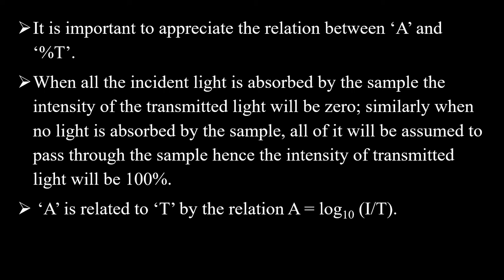Similarly, when no light is absorbed by the sample, all of the light will be assumed to be passed through the sample, and hence the intensity of the transmitted light will be naturally 100. Means 0 absorbance, 100% transmission. On the contrary, 100% absorbance means zero transmission. A is related to T by a relation A is equal to log to the base 10 I by T.